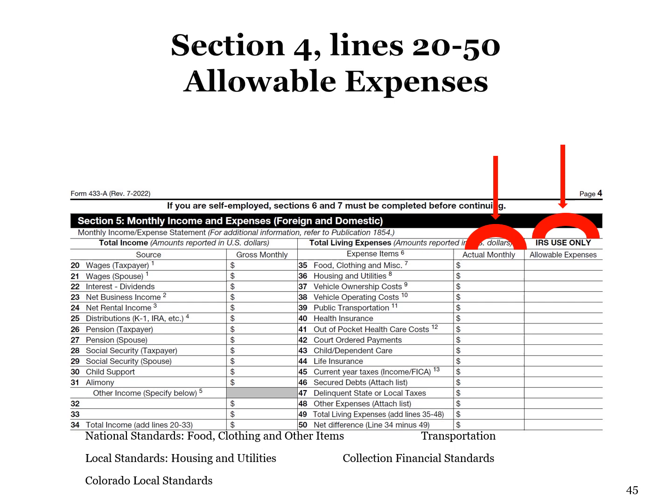They also have a web page devoted to local standards, housing, and utilities, which gives a state-by-state breakdown of allowable expenses for housing and utilities, as well as a transportation standards web page with a breakdown of allowable transportation expenses by region. The IRS also has a web page devoted to collection financial standards, which is helpful to predict their analysis of your case. Don't worry if you don't have all the evidence immediately. You can go get whatever the IRS wants.